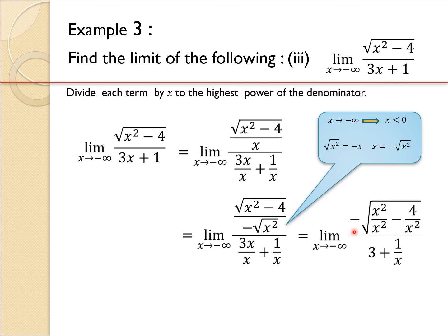So, we write negative. Kita masukkan dalam square root. Jadi, x tadi jadi x square minus 4 over x square, over 3 plus 1 over x. This equals 1. This becomes 0. 1 over x also 0. So, you get the answer equal to negative 1 over 3.